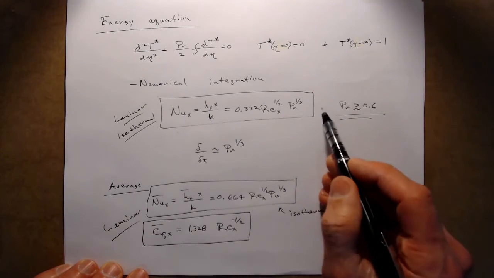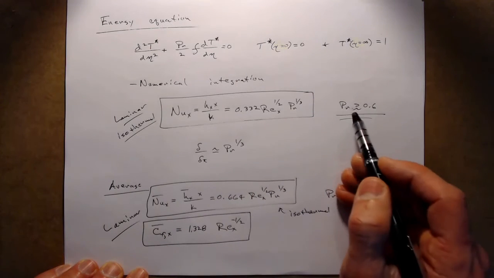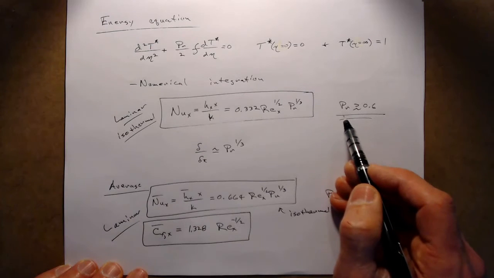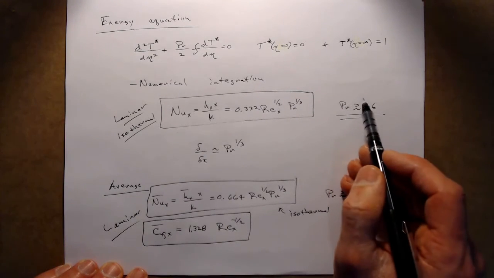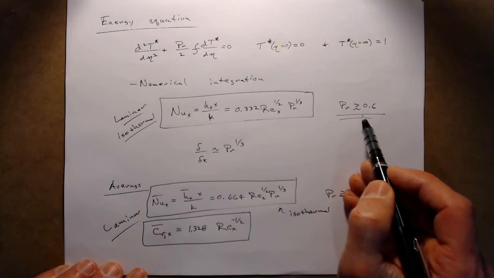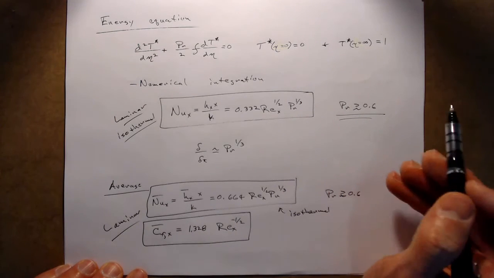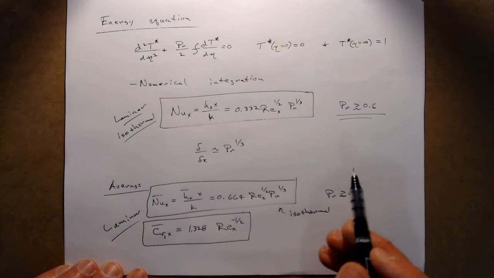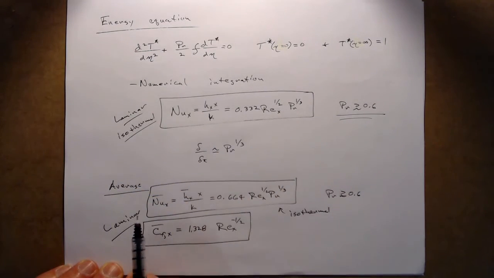So this solution, this relation, this correlation allows us to treat most of the things that we think about every day, gases, which would have a Prandtl number around 1. Air has a Prandtl number of about 0.7, so it's toward the low end of this range, but it's still okay. And water or oil or fluids like that, but we have to exclude liquid metals from this solution. We'll talk about the solution for those later.